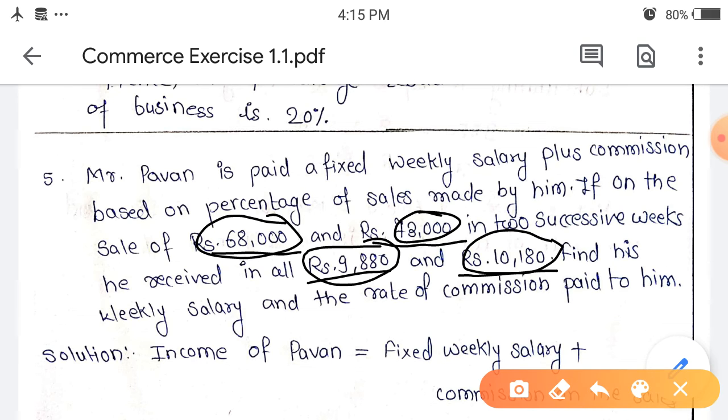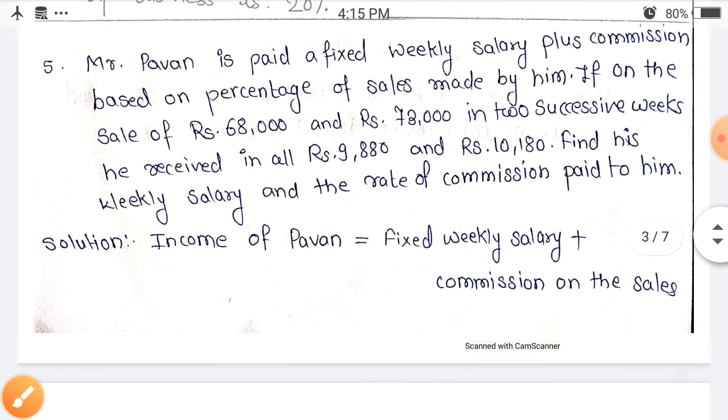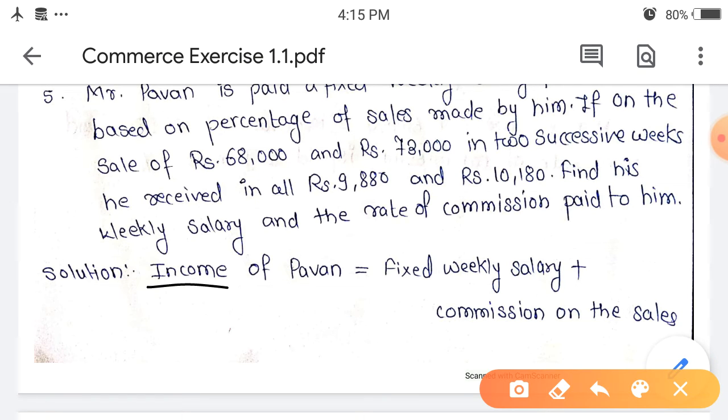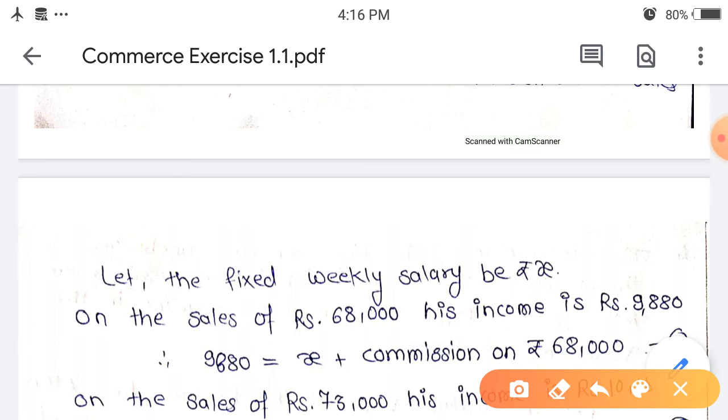Now what we want to find out? Find his weekly salary. That means fixed weekly salary along with the commission and rate of commission paid to him. Okay, how much percent commission paid. So as per the given information, income of Pawan is fixed salary plus commission. Okay, so let fixed weekly salary be X. We'll consider a fixed salary be X.